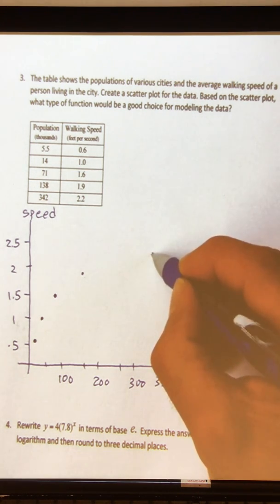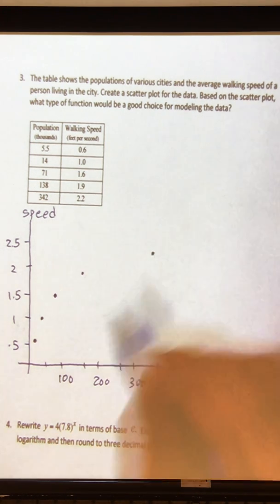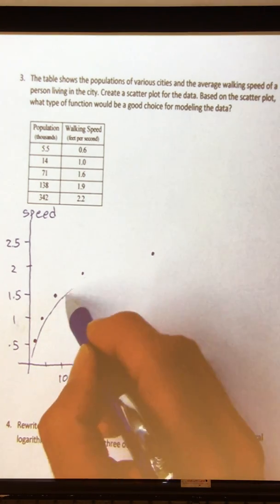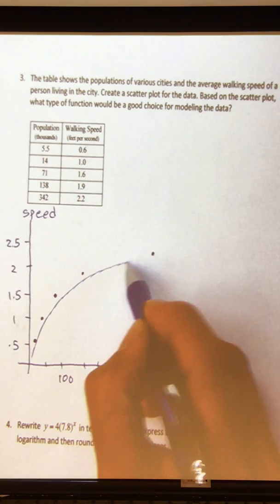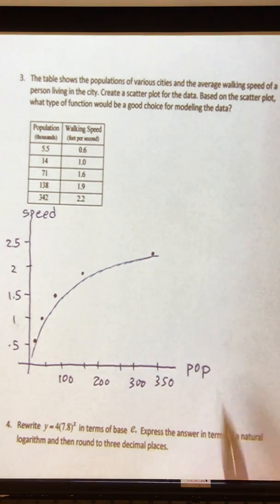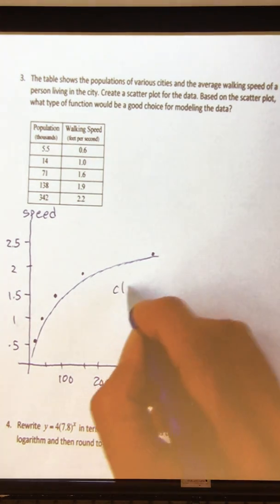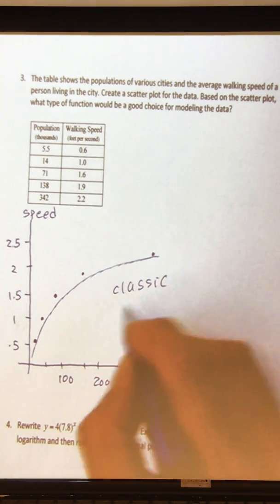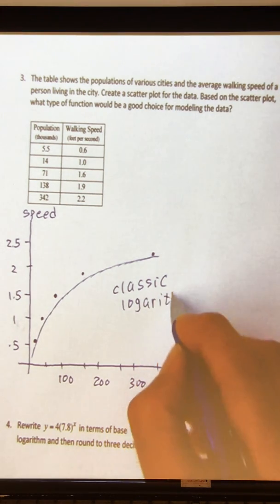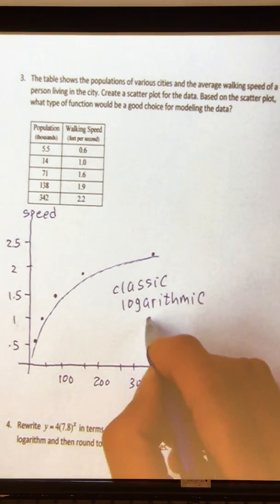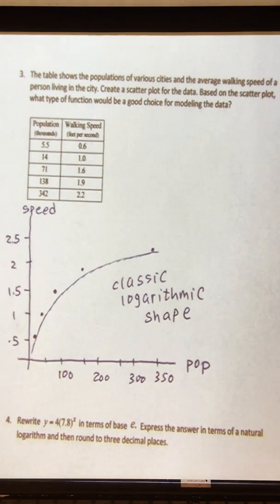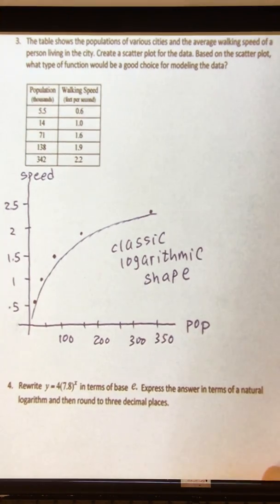So about here. A function that has a very sharp initial rise and a very slowly increasing graph as the variable increases is the classic shape of a logarithmic function. And this is probably the best model to use for the scatter plot.